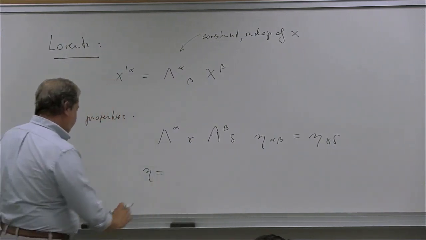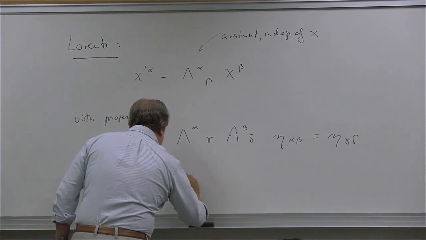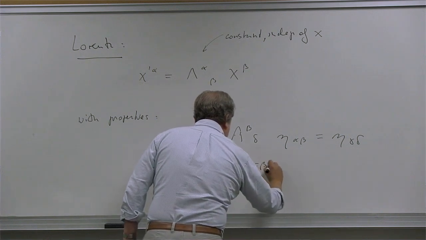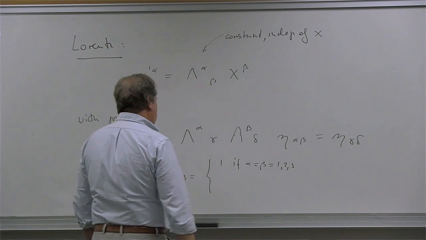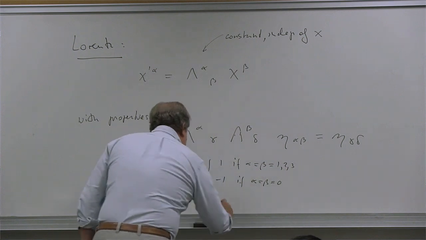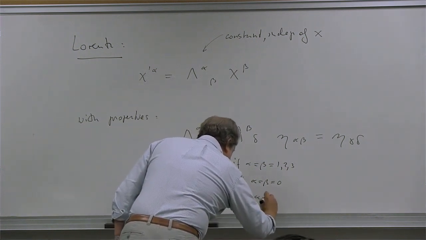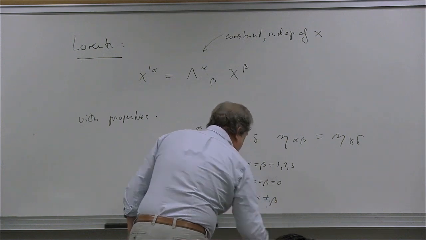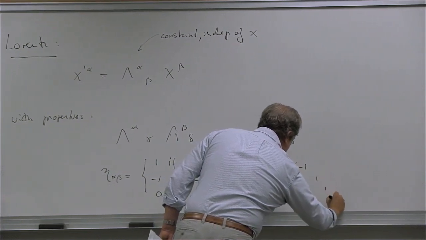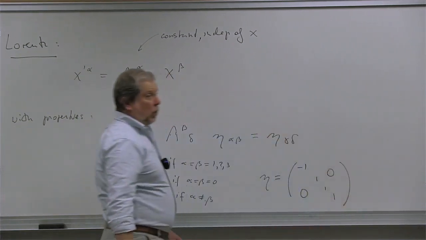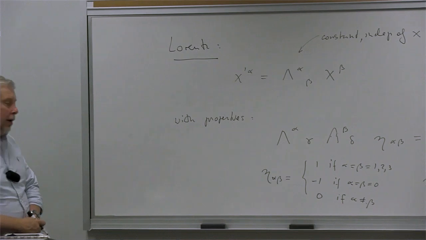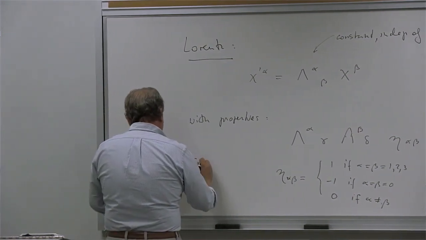is a matrix. So let's write the indices. η_αβ is equal to 1 if α equals β equals 1, 2, 3, minus 1 if α equals β equals 0, and 0 if α is different from β, which is the rest of the matrix. So in other words, if you write it as a matrix, η is equal to diag(−1, 1, 1, 1), and everything else is 0. Okay? So this is sometimes referred to, and we might as well do it because later on we're going to talk about metrics a lot, as the flat metric.